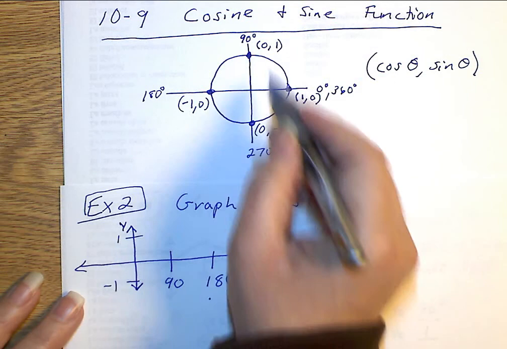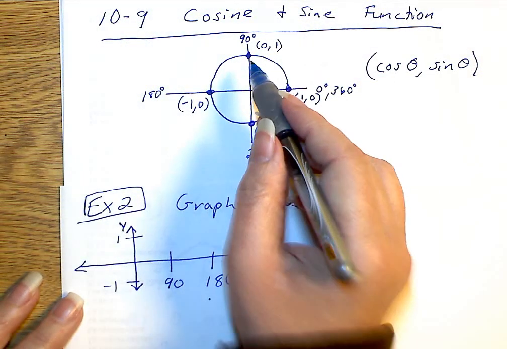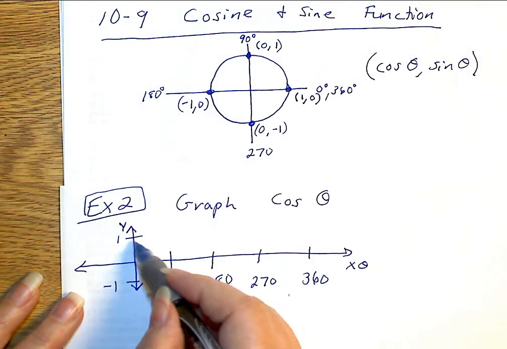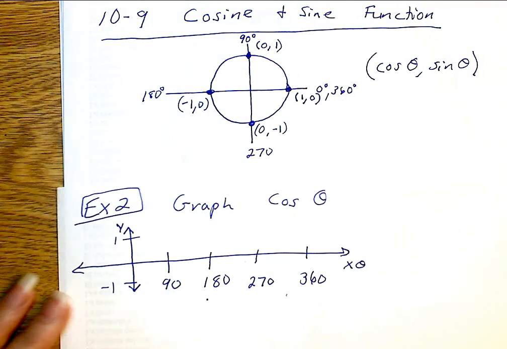So come back up to your unit circle and see what cosine is, and see if you can figure out what way it goes. I'm going to give you a second to do that while I pass out your homework.